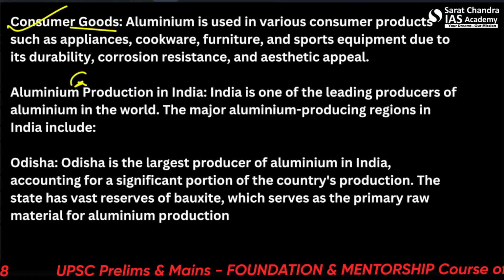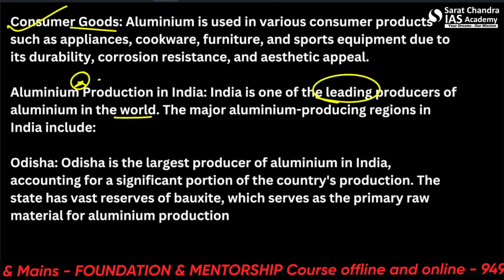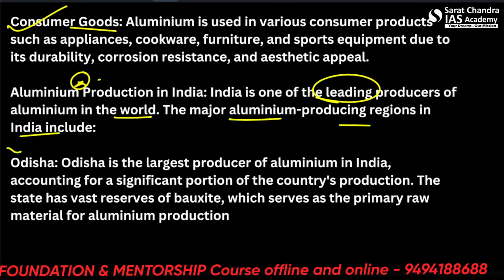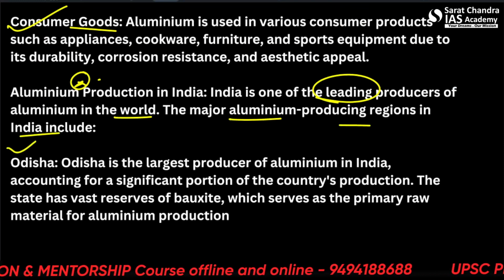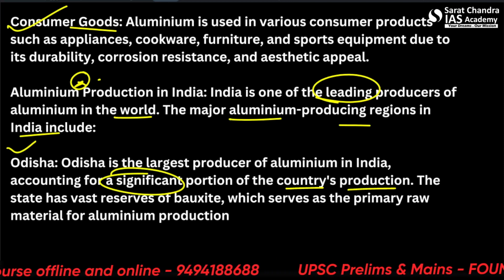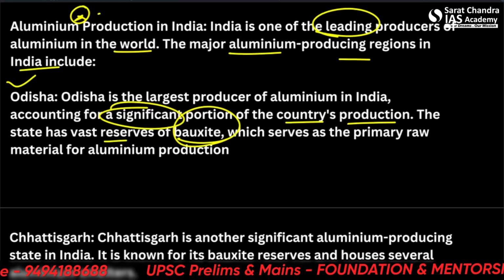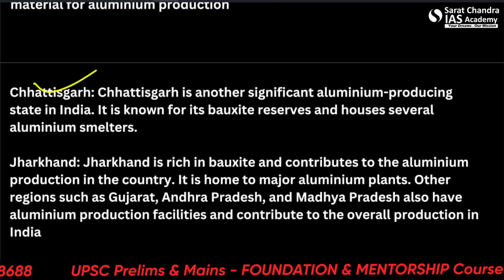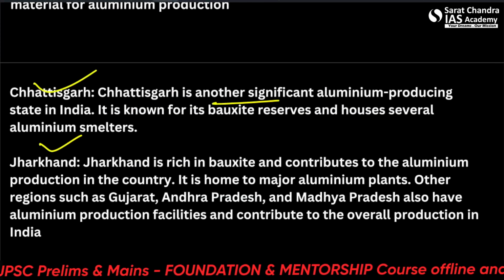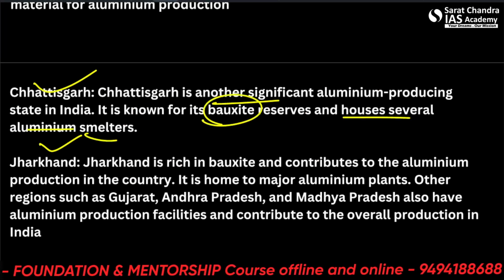This is the main thing here. India is one of the leading producers of aluminum in the world. The major aluminum producing regions in India include Odisha. Odisha has a significant portion of the country's aluminum production. It has vast reserves of bauxite, which serve as the primary raw material for aluminum production. Other states are Chhattisgarh and Jharkhand. Chhattisgarh also has bauxite reserves, and it houses several aluminum smelters.